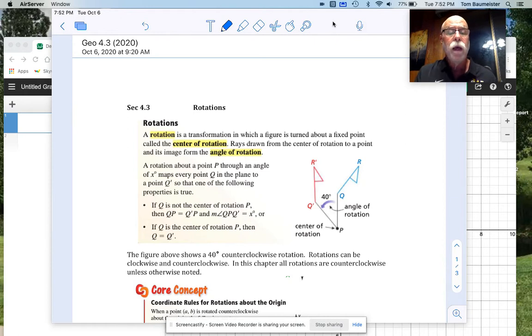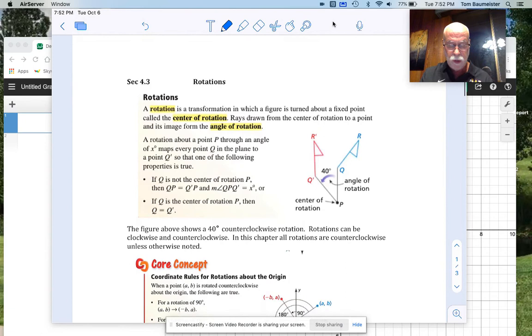All right. So the figure above shows a 40 degrees counterclockwise rotation. Rotations can be clockwise and counterclockwise, but in this chapter, all rotations are counterclockwise. So remember that all rotations are counterclockwise unless otherwise noted.